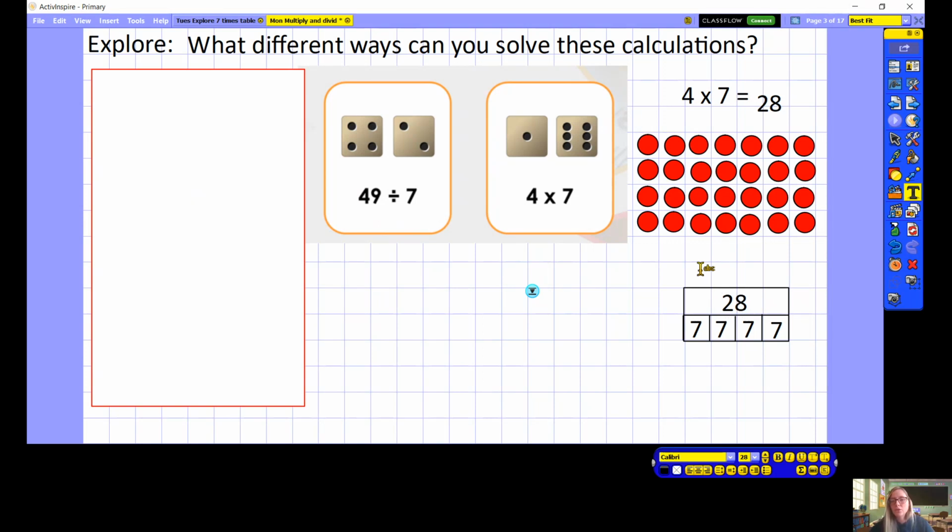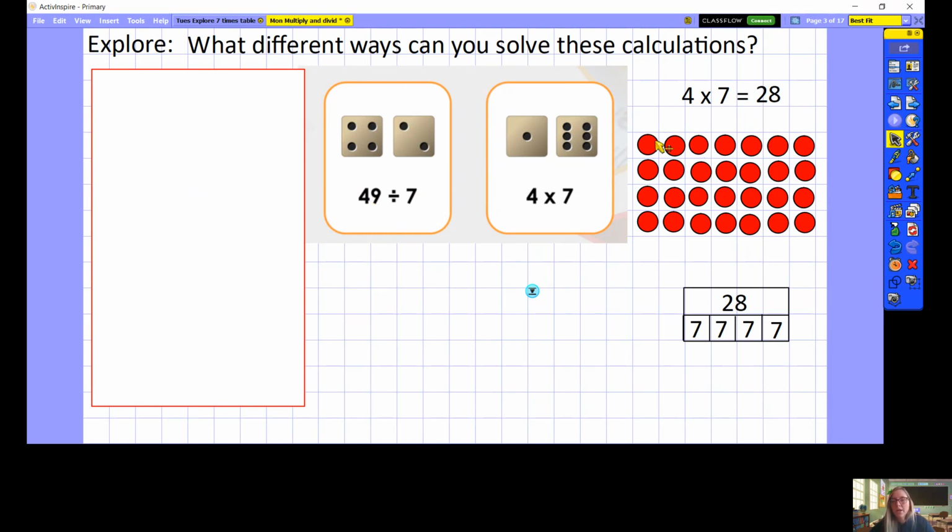Okay, so using your knowledge of these different methods, can you have a go at answering 49 divided by 7? Now I know it's a division question here, but we can use the same methods as multiplication. So we can use our knowledge of inverse, so how many 7s there are in 49. So we can count in groups of 7 to find how many 7s in 49.